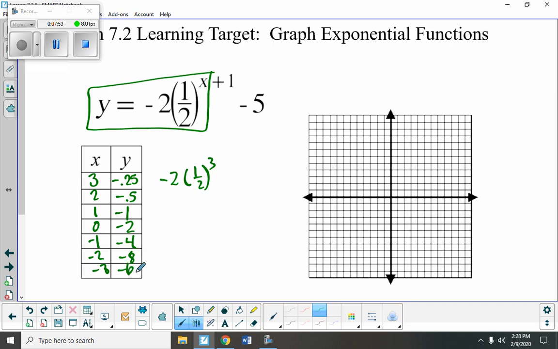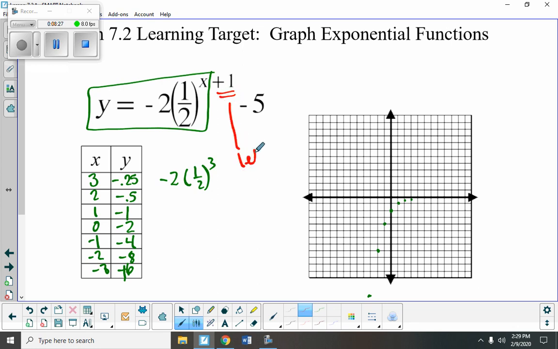All right, let's plot those points. So if we go over 3, then we go down 0.25, go over 2, down 1/2, go over 1, down 1, over 0, down 2, go back 1, we're going to go down 4, back 2, we're going to go down 8, back 3, and we'll go down, oh, this should have been a 16. I thought that did not seem right. Okay, and down 16.